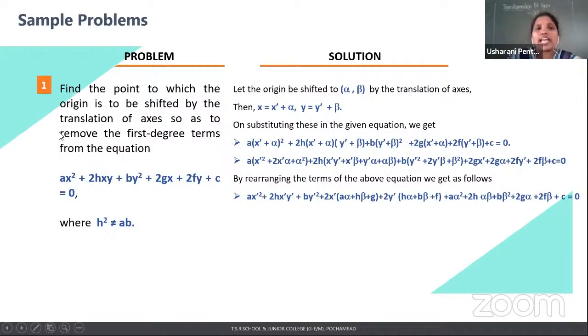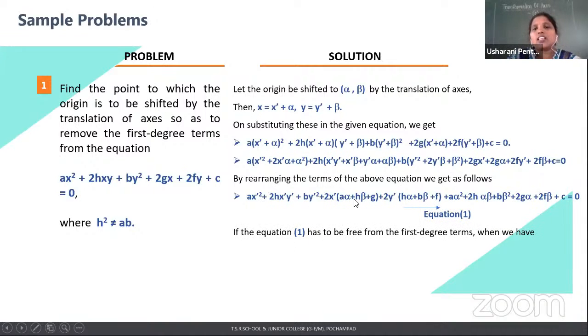Here what they have given is that we need to remove the first degree terms. Here we have the first degree terms, that is 2x dash into (a alpha plus h beta plus g), and 2y dash into (h alpha plus b beta plus f). To remove them, we need to equate these two to 0. So we are taking this as equation 1, and to remove these first degree terms, we are equating these to 0. That is, a alpha plus h beta plus g is equal to 0, and h alpha plus b beta plus f is equal to 0.